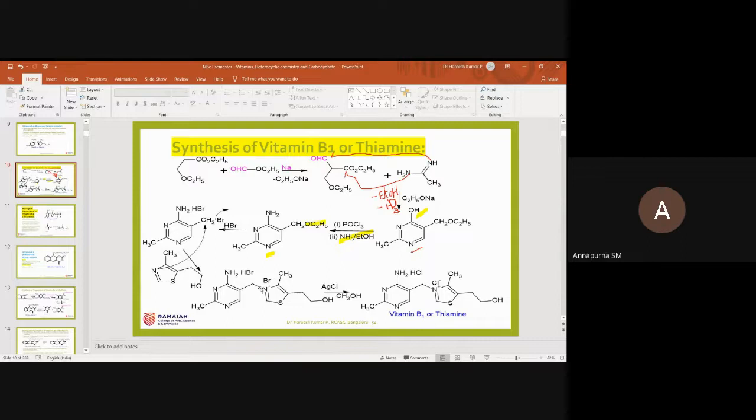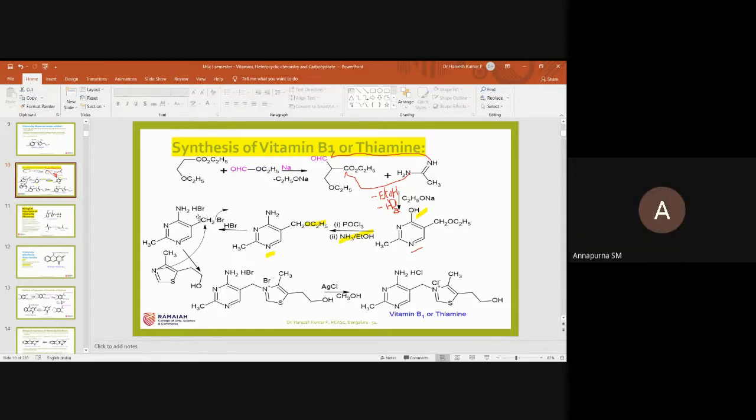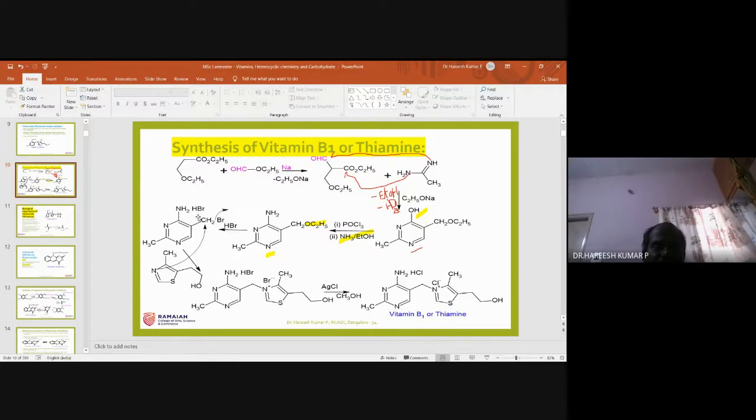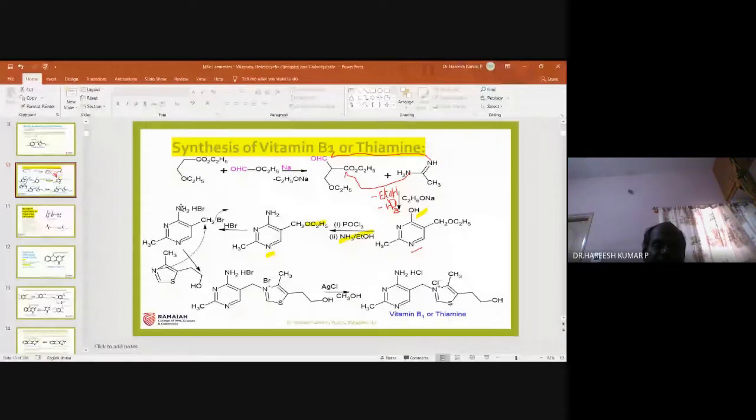The obtained salt is NH2HBr. How is the salt formed? NH2 is a base that will react with one more equivalent of HBr, so that is the reason NH2HBr is formed. What kind of bond is there between them? It's an ionic bond. So NH3 plus Br minus. It's a salt.